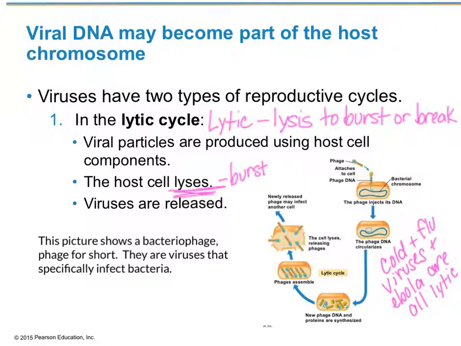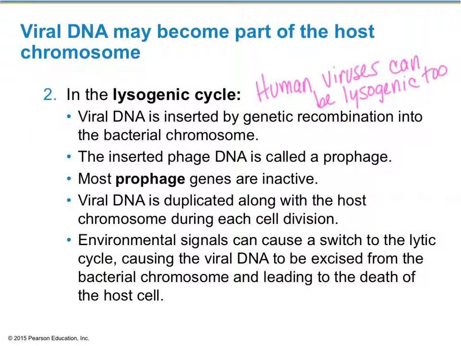Viruses like the viruses that cause colds, influenza, Ebola are all lytic viruses. The second type of viral life cycle is called the lysogenic cycle. And this is different because the viral DNA actually gets incorporated into the host cell genome, and then it stays there forever and replicates with every cell division.